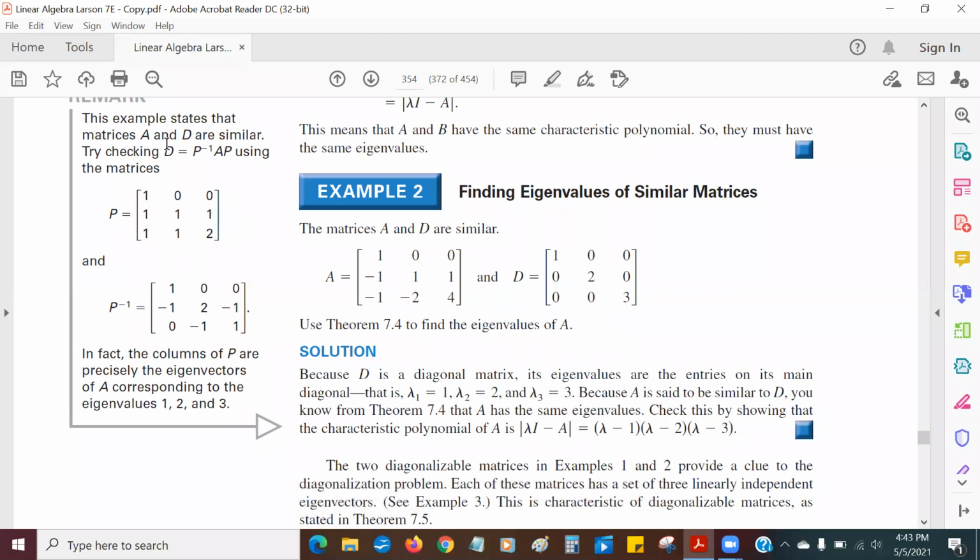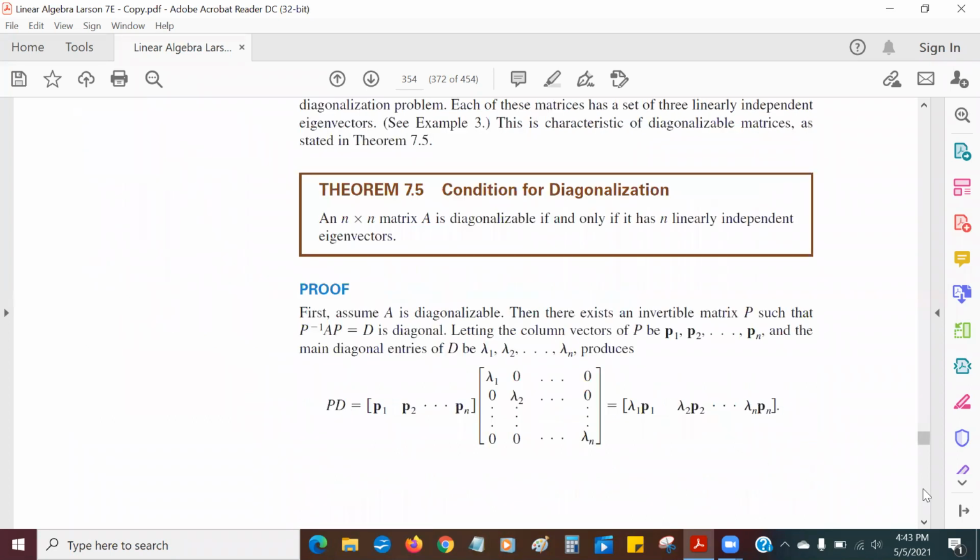In this example, we're claiming that A and D are similar, and here on the side it shows us the P that's going to work to make it so. I want you to verify that these two matrices are indeed inverses of each other, and that if I multiply P inverse AP with this A, I will get that D. I want you to verify all this stuff. That's something you can do just through regular multiplication, and it's all cool. Okay, let's go to the next.